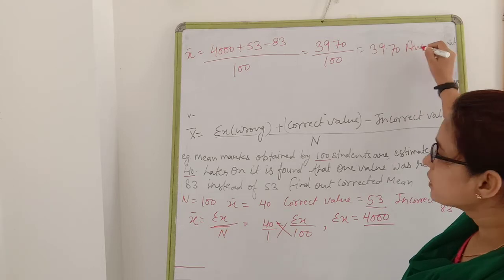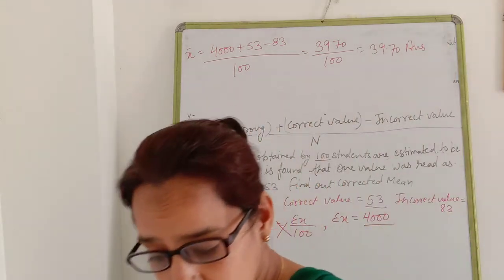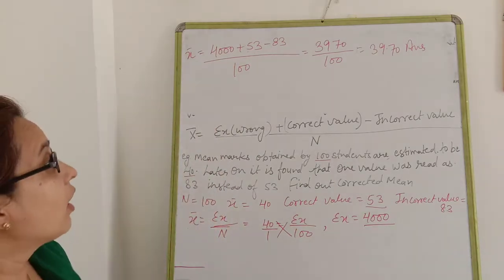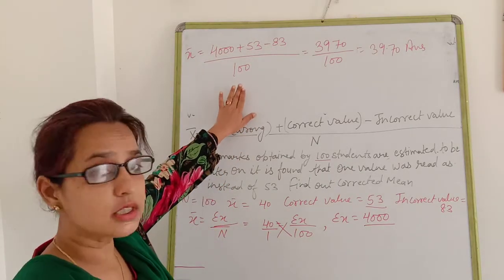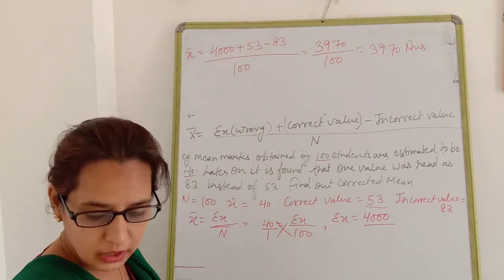This is very easy. I hope all of you have understood. Now on this related topic I will upload a few questions. Just do them. Now the next topic is finding the missing value.